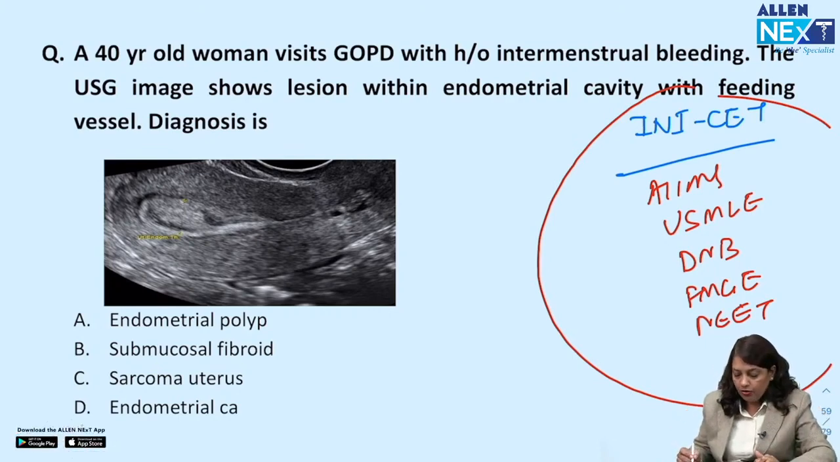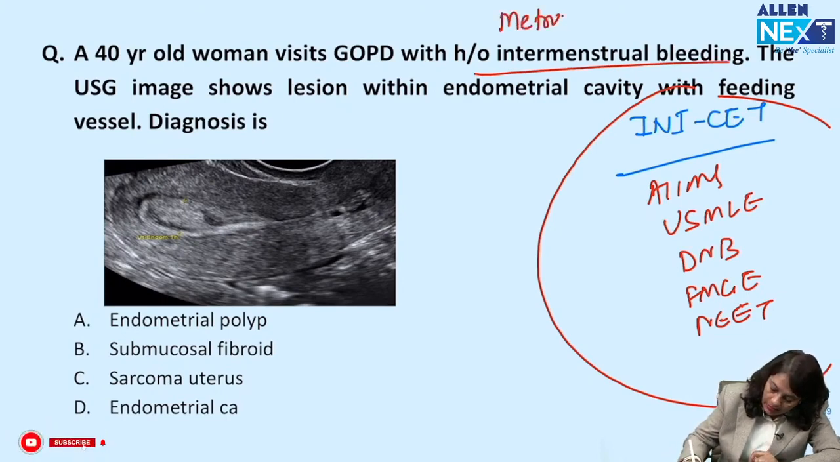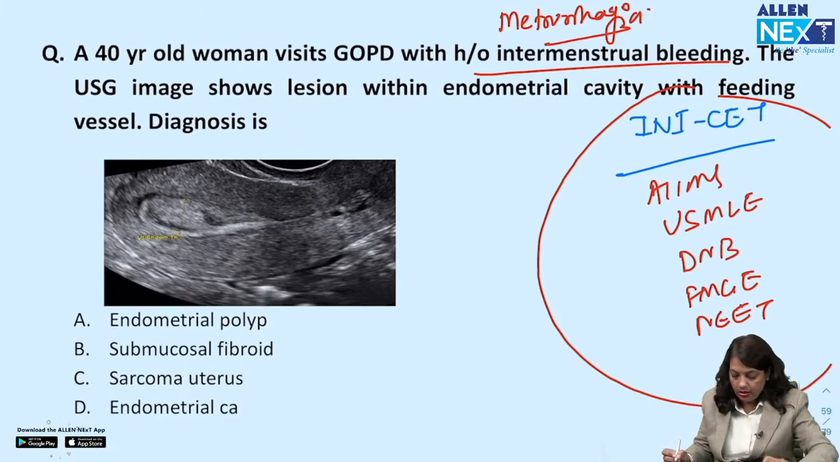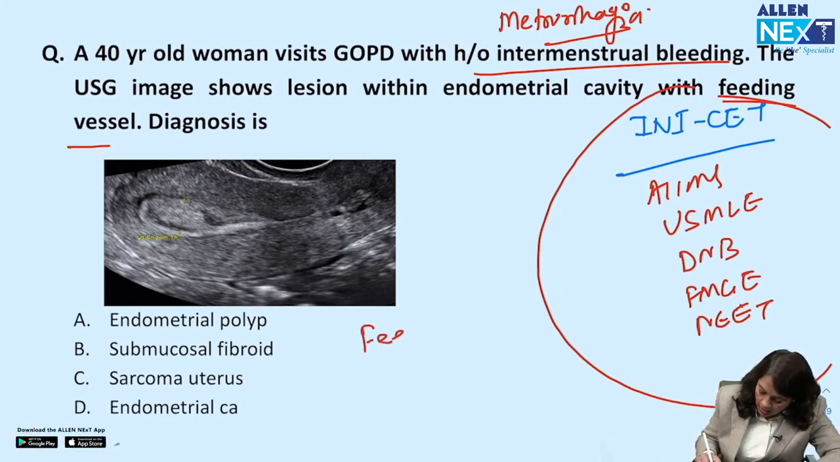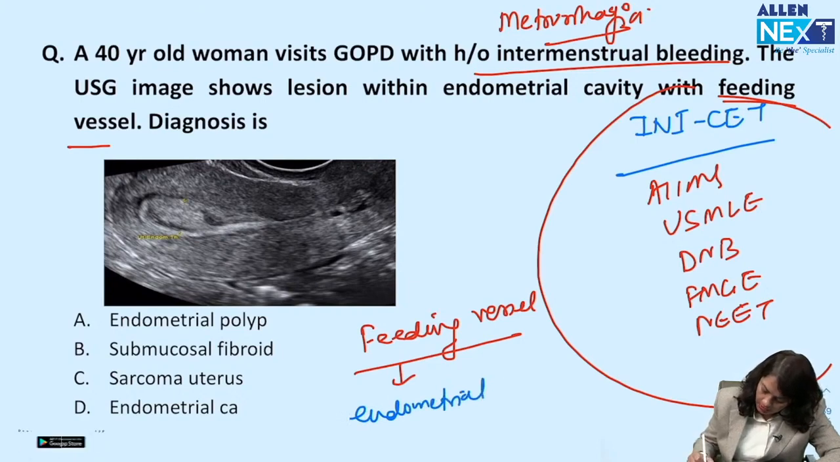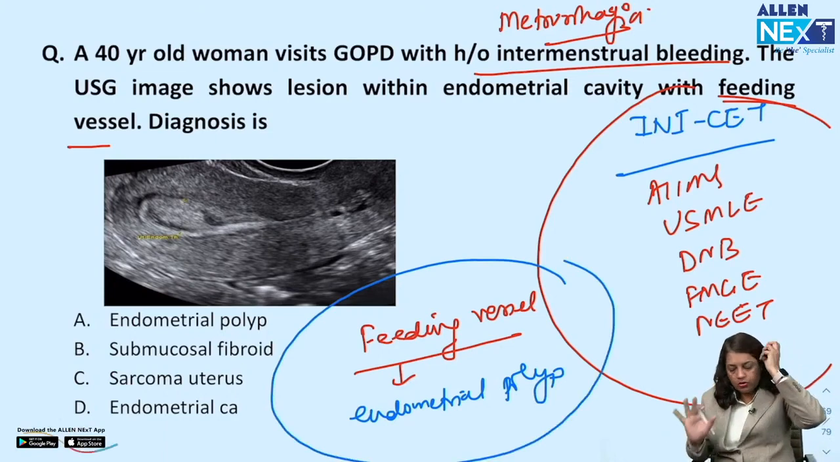So a 40-year-old female presented with intermenstrual bleeding. Intermenstrual bleeding is metrorrhagia. Ultrasound shows a feeding vessel in the endometrial cavity. अगर कहीं पे भी ये word लिखा है feeding vessel, this is no other than endometrial polyp. Feeding vessel term endometrial polyp ही होता है most of the time.